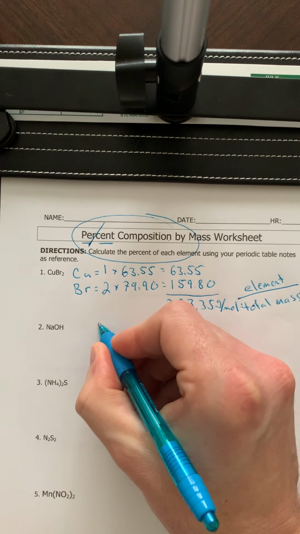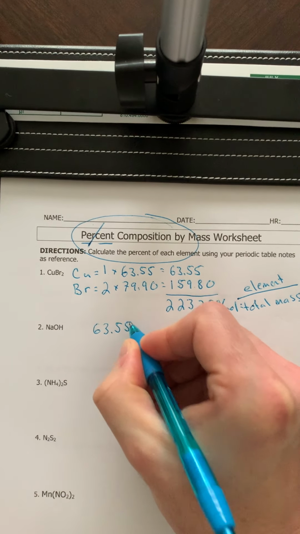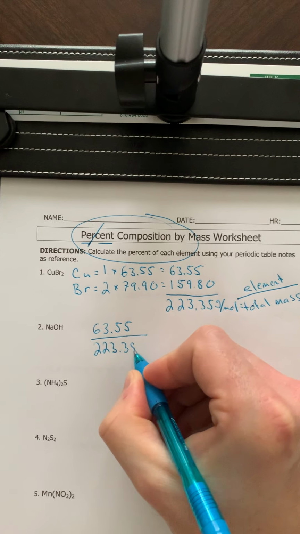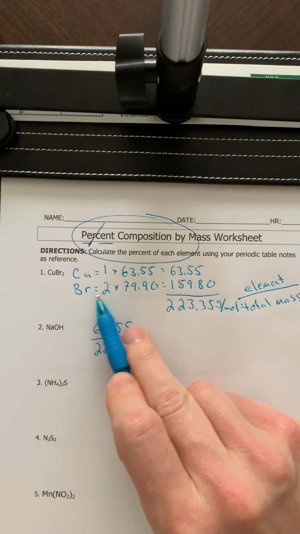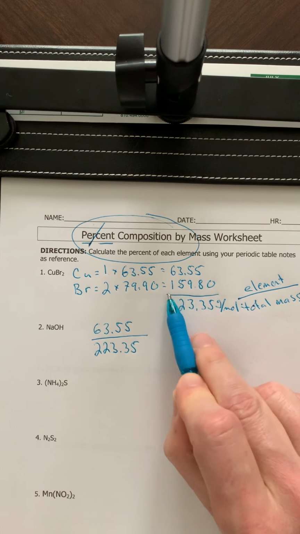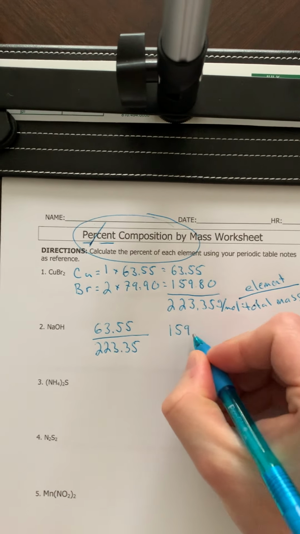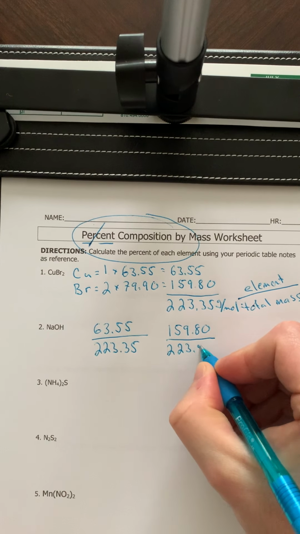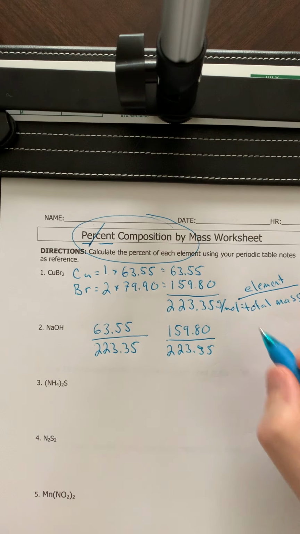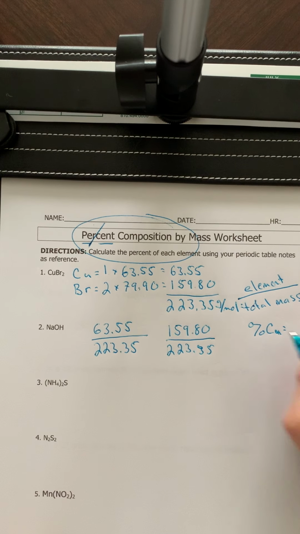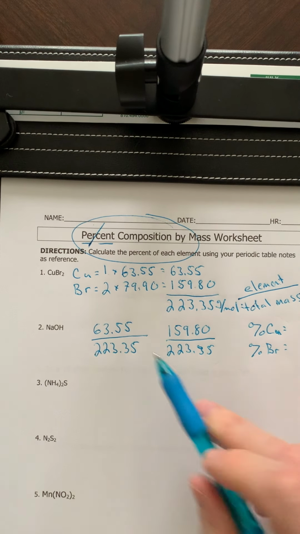So for my copper, I'd go 63.55 over 223.35. And then for my bromine, I'm going to go 159.80 because that's how much of this is bromine. So I go 159.80 over 223.35. So I got to figure out percent copper, that's supposed to be a U, and percent bromine. And here's what I'll do. Let's do the copper first.